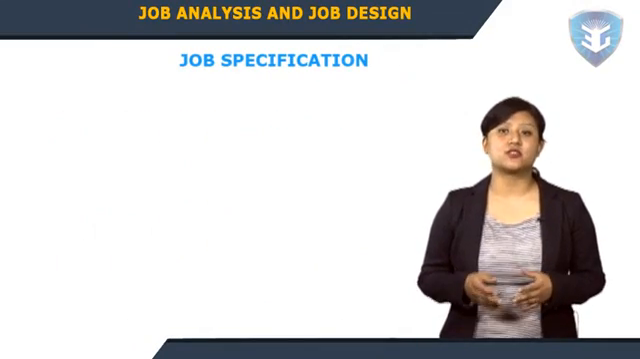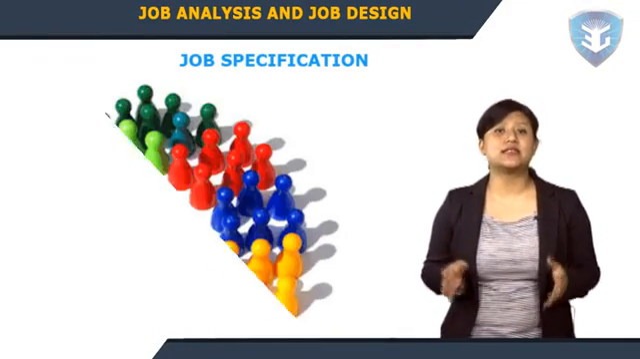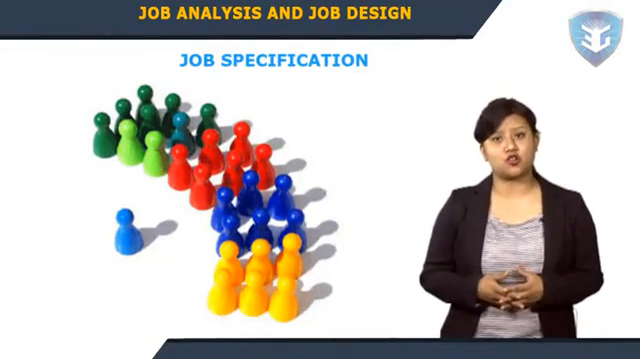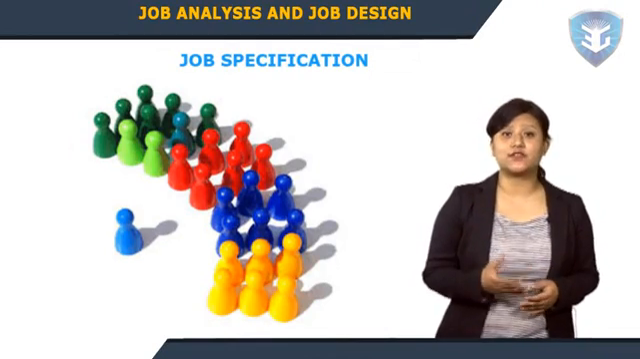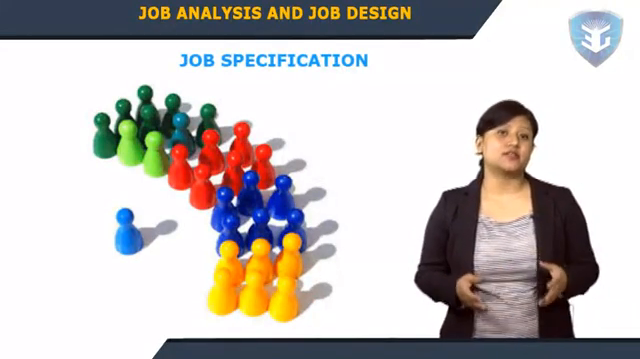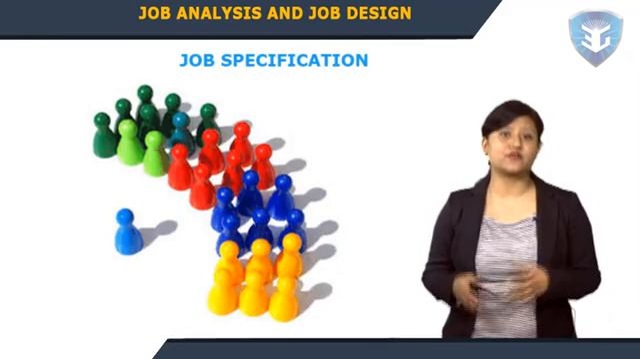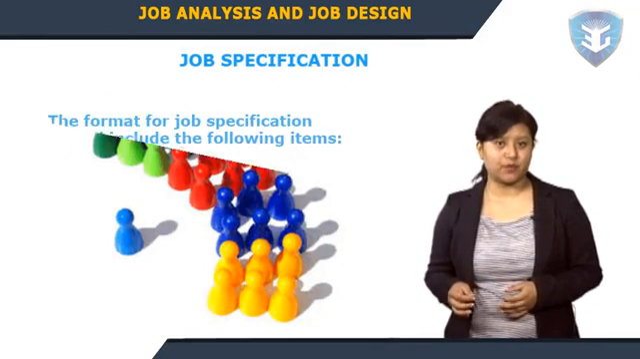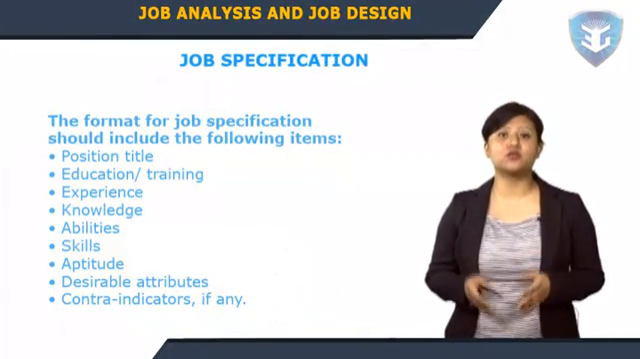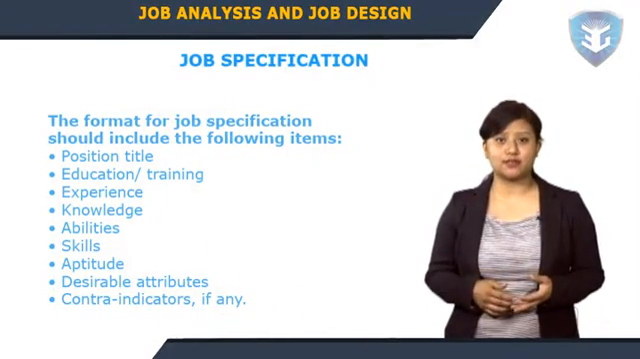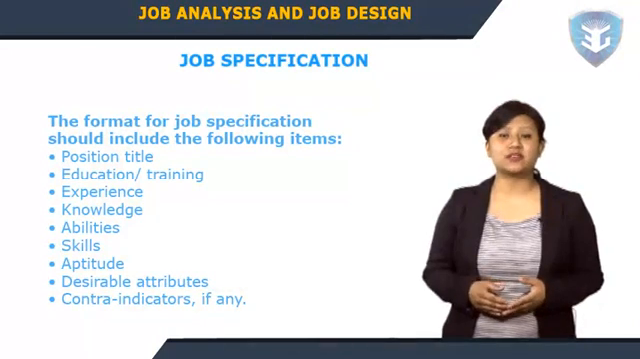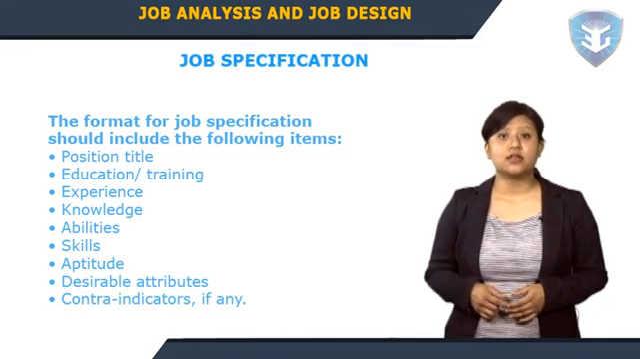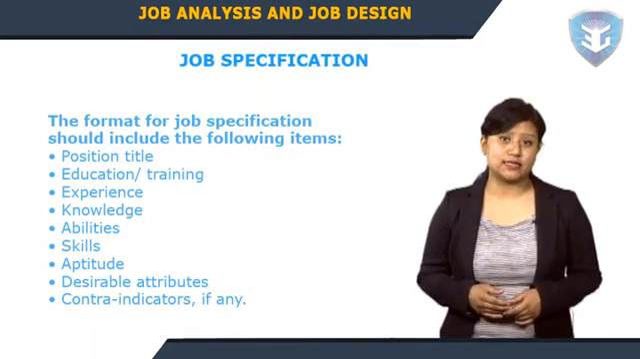Now let's discuss job specification. There is a great deal of disagreement with regard to developing complete and correct job specification, unlike the job description, which provides more objective assessment of job requirements. The decision to specify minimum human requirements for a job is a difficult one as it involves considerable degree of subjectivity. The format for job specification should include the following items: position title, education, training, experience, knowledge, abilities, skills, aptitude, desirable attributes, contraindicators if any.